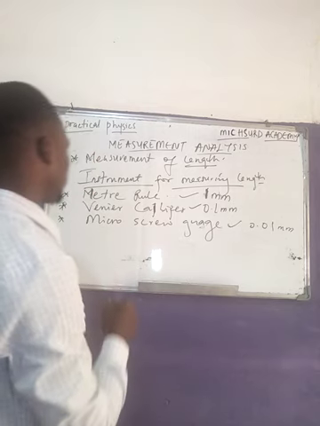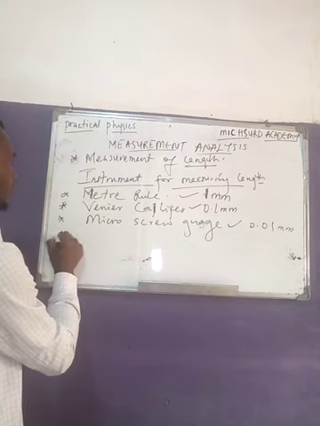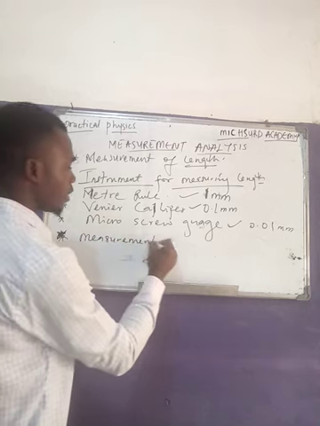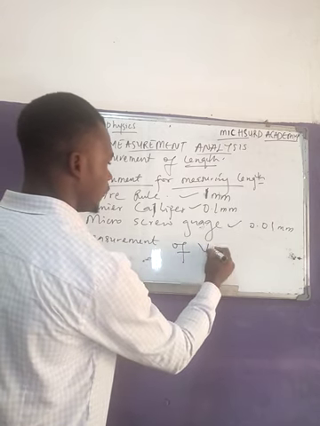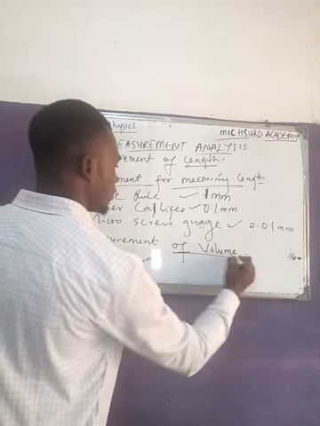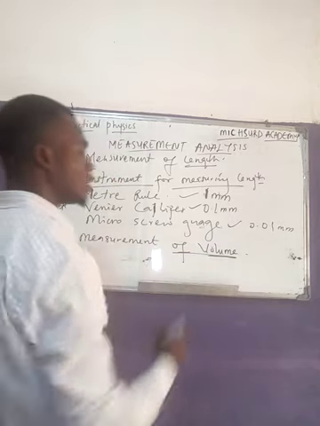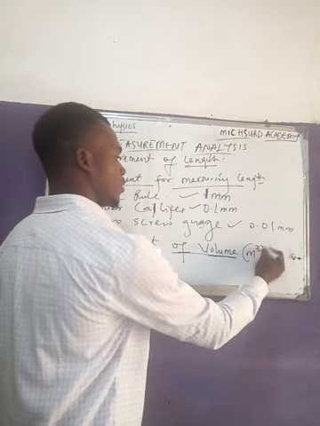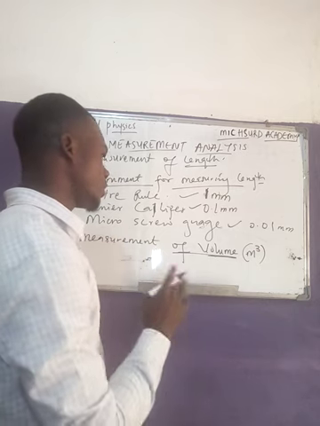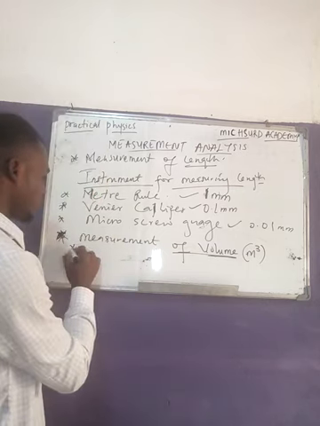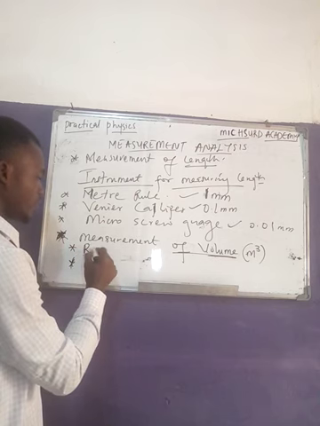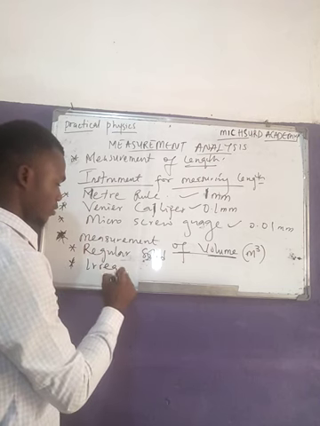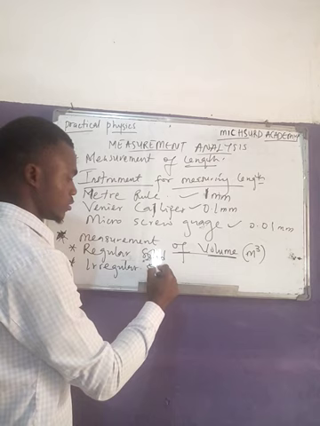Alright, the next thing we can think of is the measurement of volume. Volume is a derived quantity whose SI unit is meter cube. Are we together? In this measurement of volume we can look at two different types of solid: the regular solid, or the irregular solid.